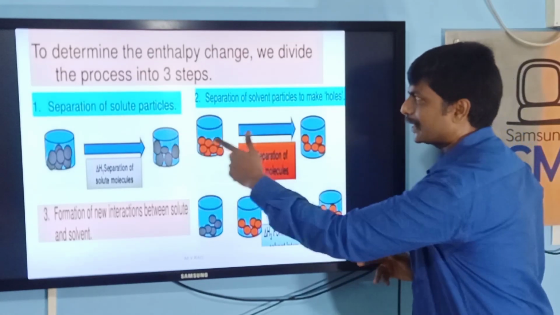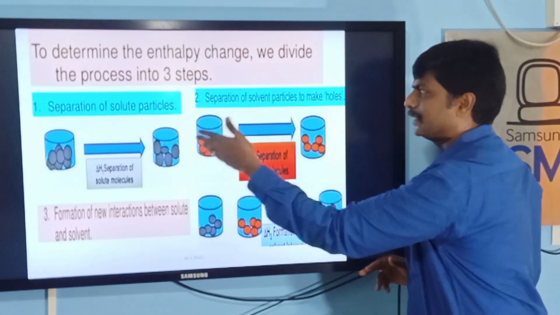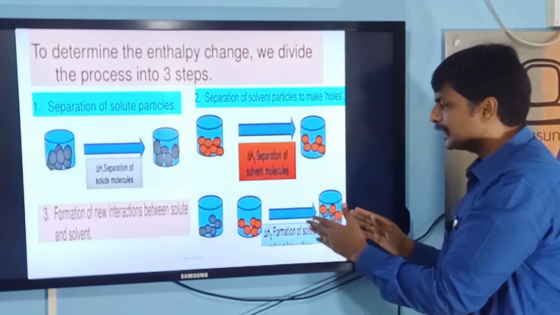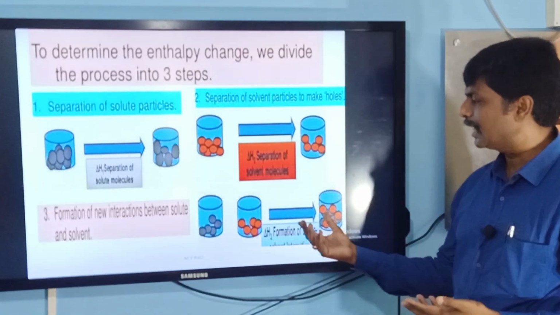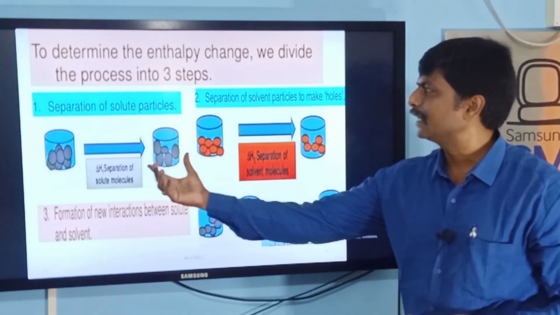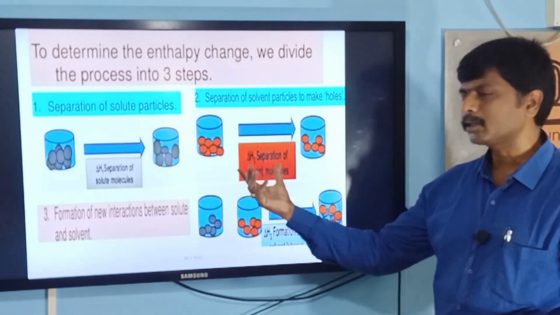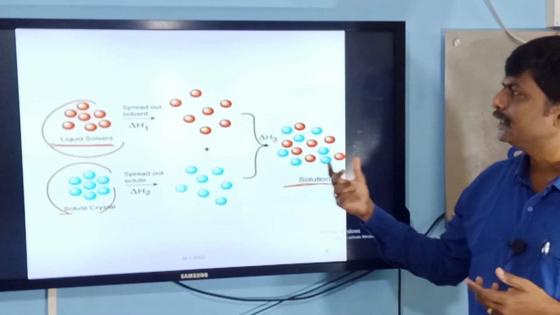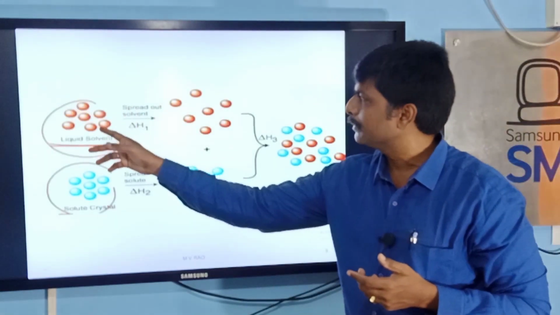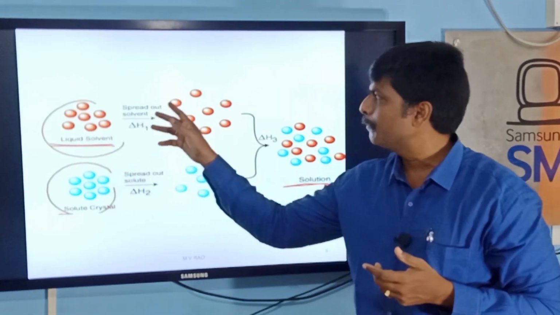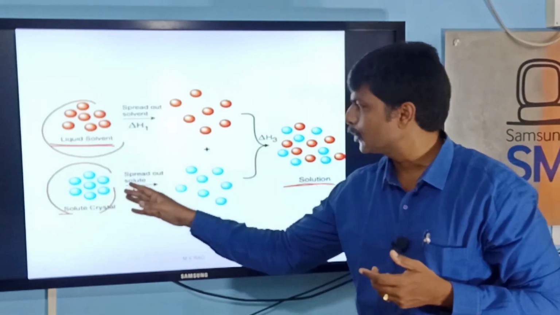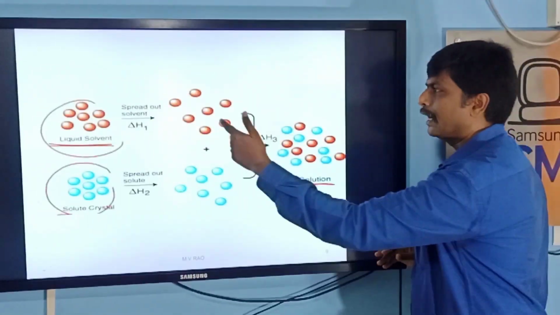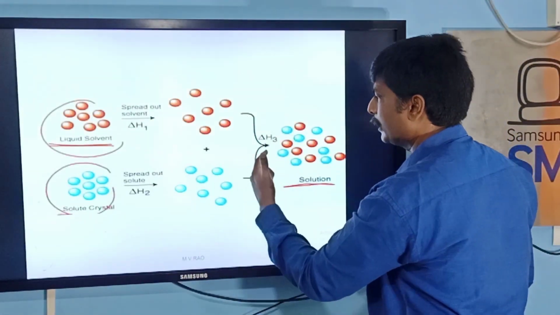In the earlier cases, separation needs energy. Here also separation needs energy. Here the solution is formed, and in this case energy is released. That is, delta H3 is released, delta H1 is absorbed, delta H2 is absorbed. So these are the 3 steps: step 1, solvent particles separated; solute particles separated; both mixed together, solution formed. Delta H1, delta H2, delta H3.